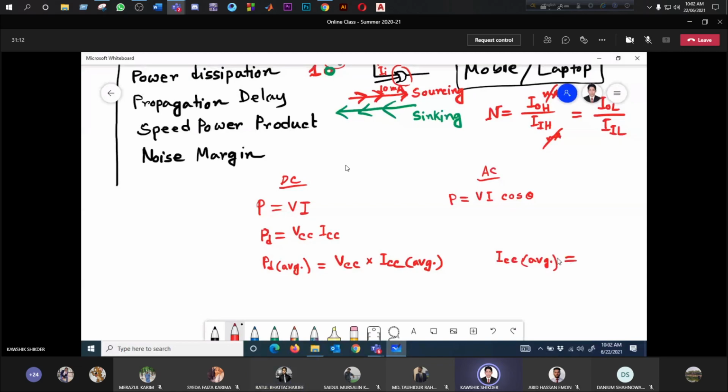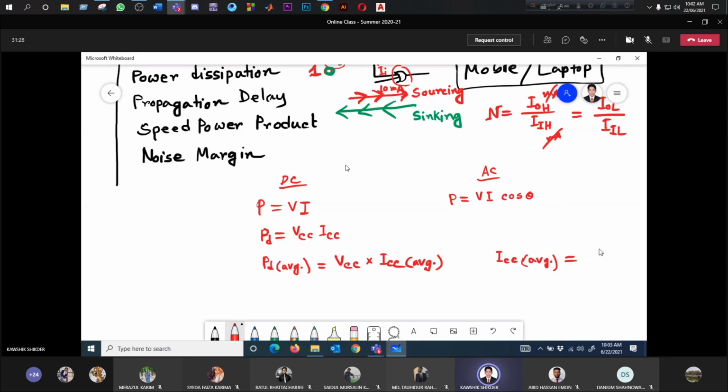Suppose three numbers are there, 10, 20 and 30. So how can you calculate the average value? We will add and then divide it with 3. Yes, you will add and divide by the total number.